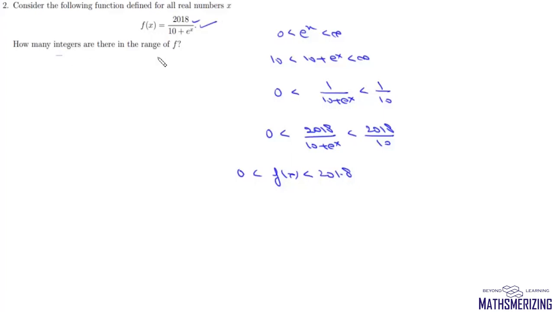So the number of integers in this range simply will be 201, and that is the answer to this question.